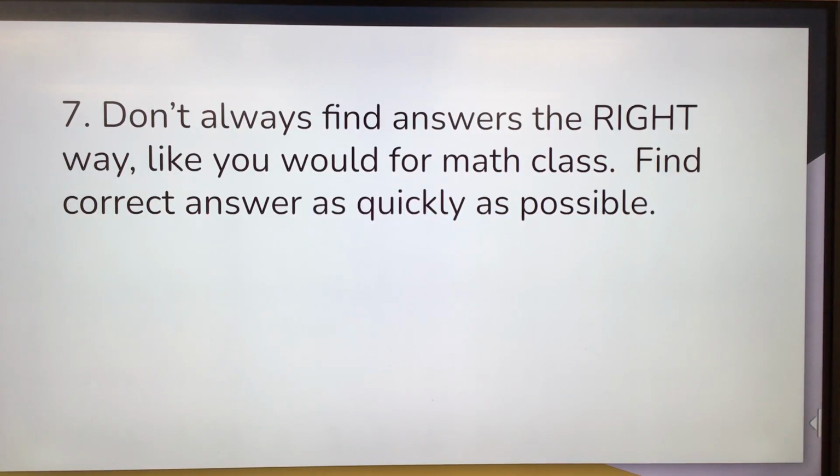Remember on these tests that you don't always have to find answers the right way, like you would for a math class, or showing all your work like you would for a math test. With these tests, you are to find the correct answer as quickly as possible in whatever way you need to.